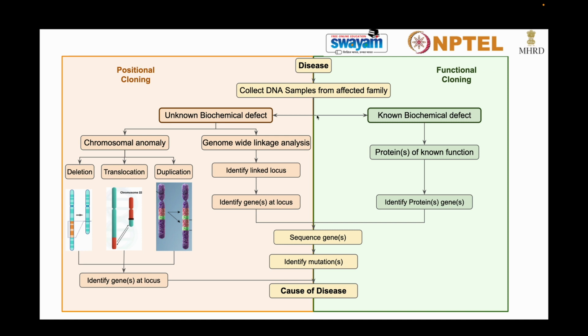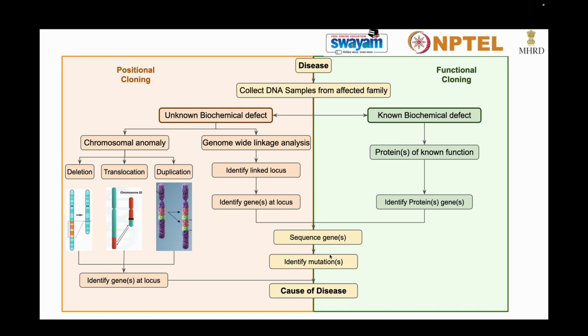Now we have collected the samples and we know the biochemical defect. Now we will look for the protein of known function. Since we know the defect, we will also have the information of the protein that performs a particular function which is now missing. So we will identify that protein, and now we have the information of the protein. Now we'll move to the gene that is translating into that protein. As soon as we identify that gene, we will sequence that gene, we will identify the mutation, and these things are done by comparative analysis.